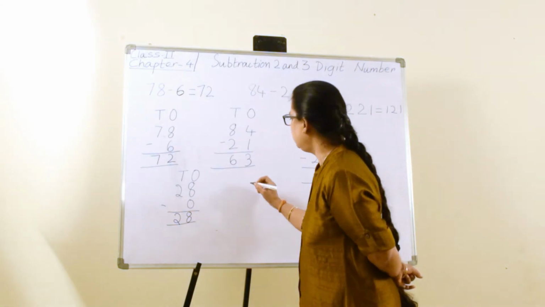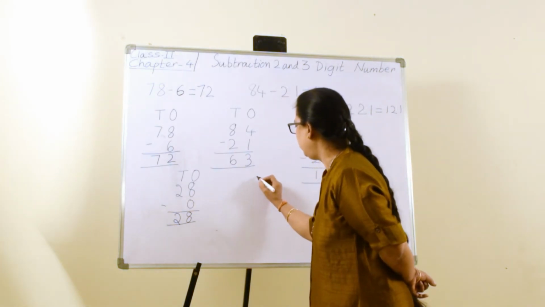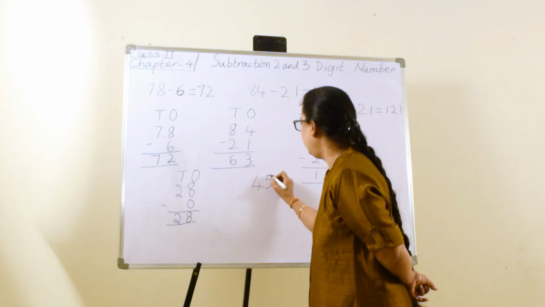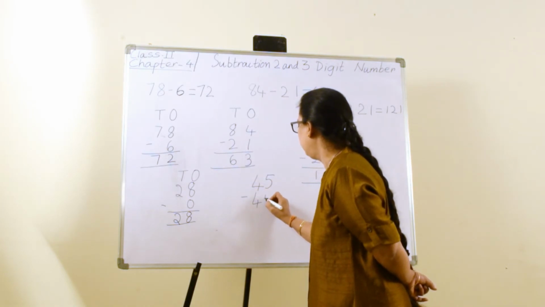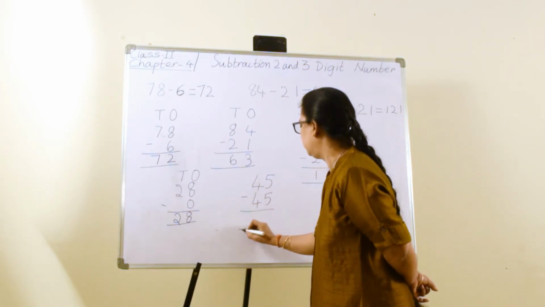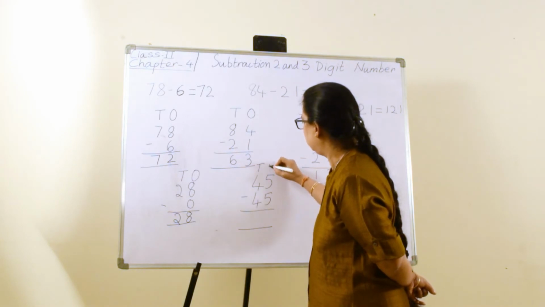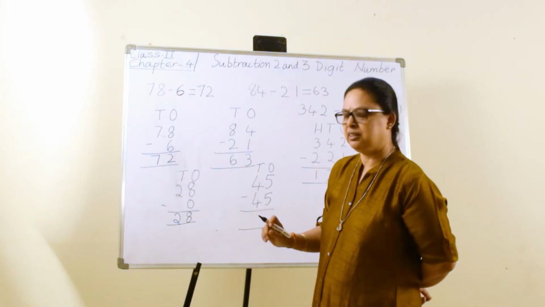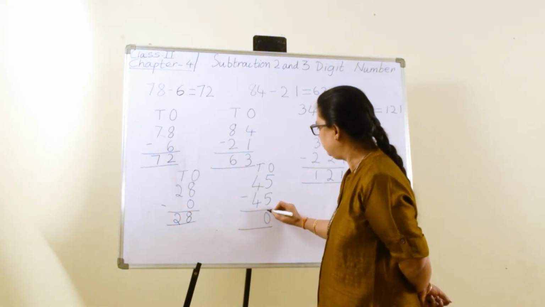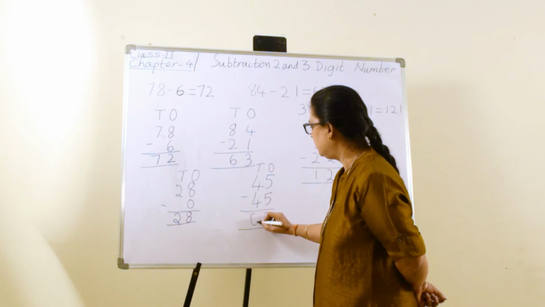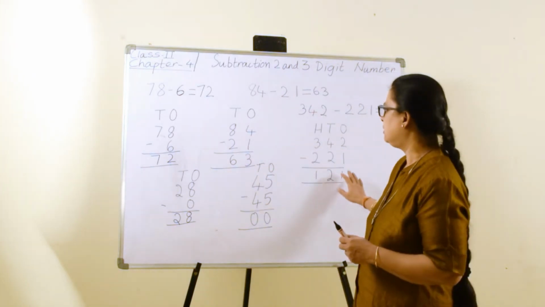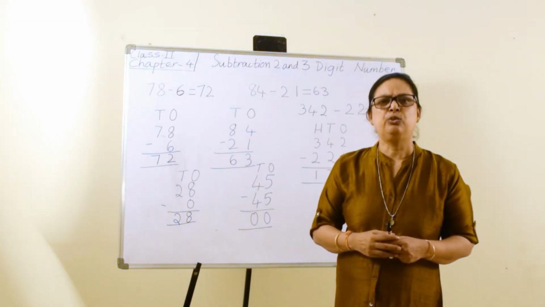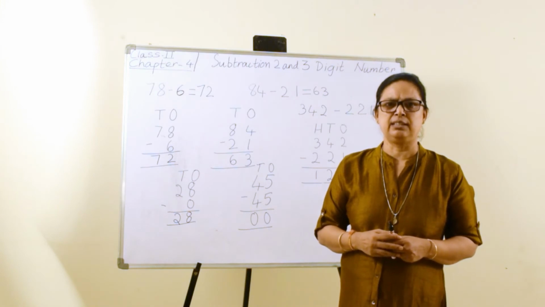Okay. Now let us take one more number like 45 minus 45. So 5 minus 5, 0. 4 minus 4, 0. I hope you all understood this, right? Now open your textbook and do the exercise.